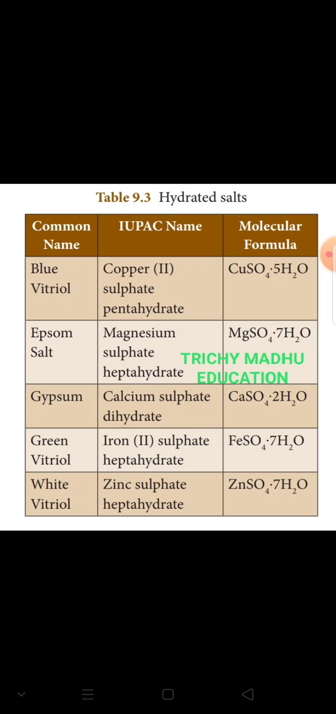Green vitriol is iron(II) sulfate heptahydrate, that is FeSO4 dot 7H2O. Next one is white vitriol, which is zinc sulfate heptahydrate, ZnSO4 dot 7H2O. So: blue vitriol, Epsom salt, gypsum, green vitriol and white vitriol.